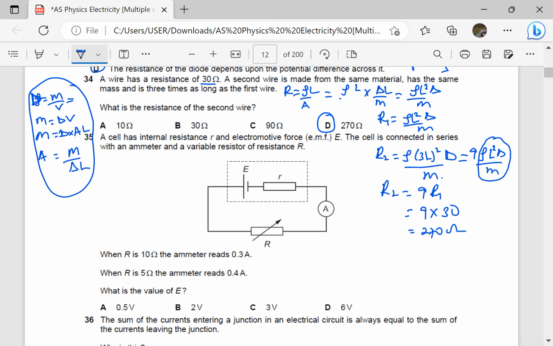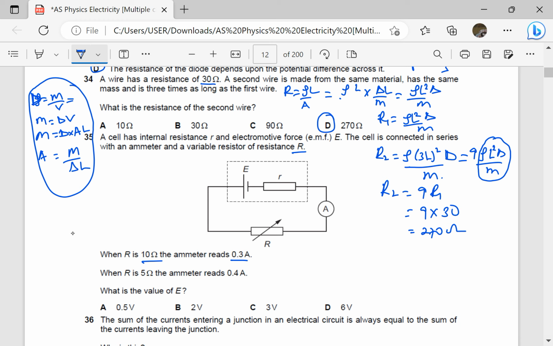A cell has internal resistance r and e.m.f. E. The cell is connected in series with an ammeter and a variable resistor of resistance R. Okay, so we see the diagram here. When R is 10 ohms, the ammeter reads 0.3 amperes. When R is 5 ohms, the ammeter reads 0.4 amperes. What is the value of the EMF, E?